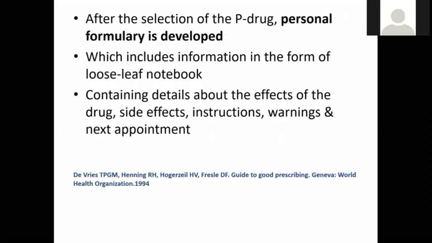After selecting the personal drug, a personal formulary is developed. Formulary is nothing but a description of the drug. You can take it from the National Formulary of India or local ones like SIMS, MIMS, NIMS, or even make it from a textbook, containing details about the effects of the drug, side effects, instructions, warnings, and so on. Those details are written in a leaflet or notebook. That is a personal formulary. Personal drug description is personal formulary.